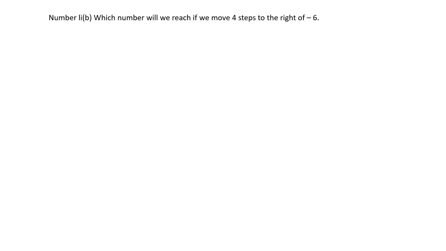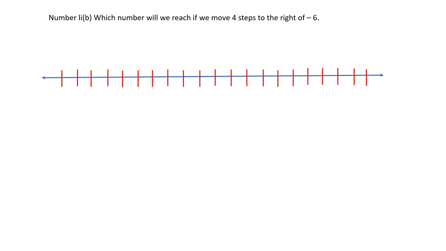Okay. Now, which number will we reach if we move 4 steps to the right of -6? Now again, we have to mark. We have to find where is -6. So I'll just mark somewhere here, -6. Then this is -5, -4, -3, -2, -1, 0, 1, 2, 3, 4, 5, 6, 7, 8. Why I am drawing it again and again is so that when you also draw it again and again, it stays in your mind, children, that this is how the numbers come. So which number will be reached if we move 4 steps to the right of negative 6?